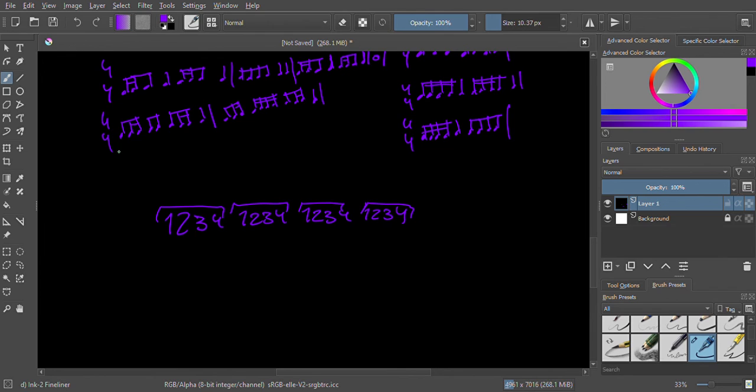So let's try counting our friend up here just with this method to show you. So it's 1, 2, 3, 4, 1, 2, 3, 4, 1, 2, 3, 4, and so on, right?